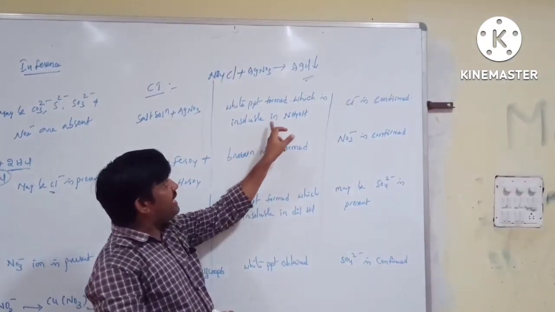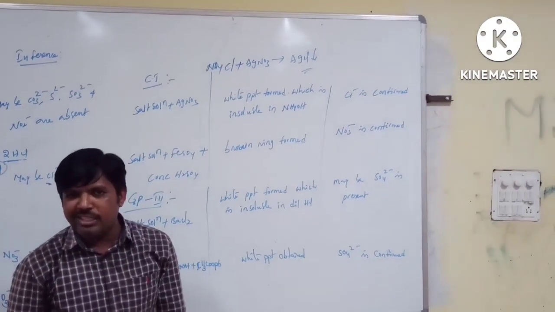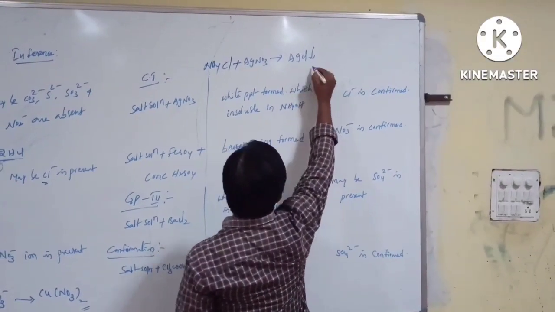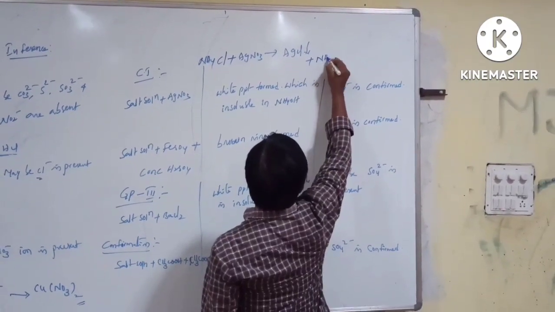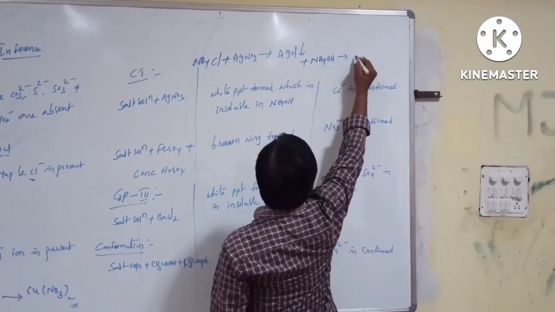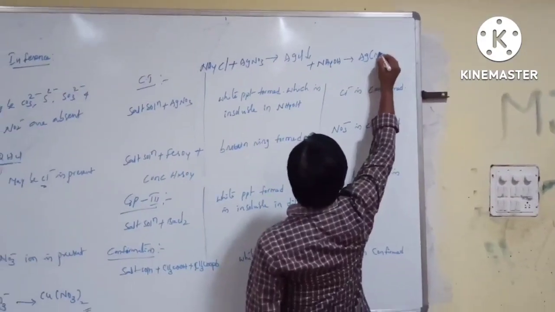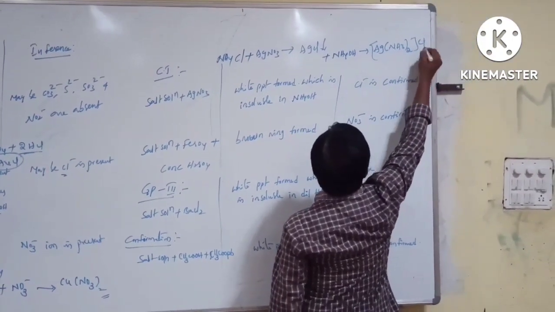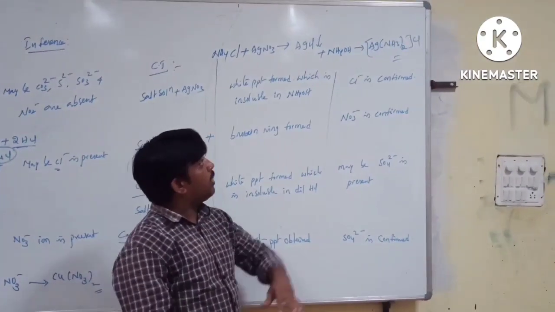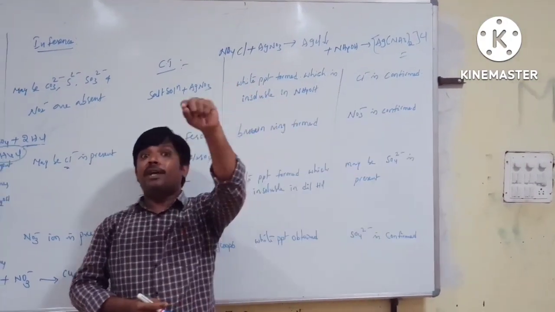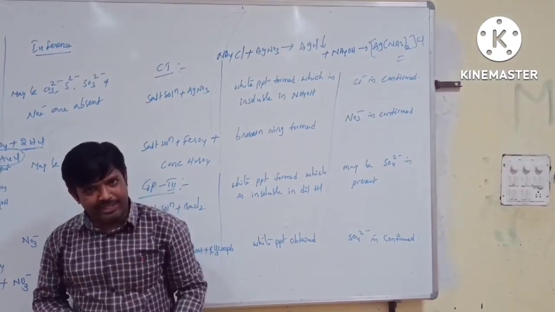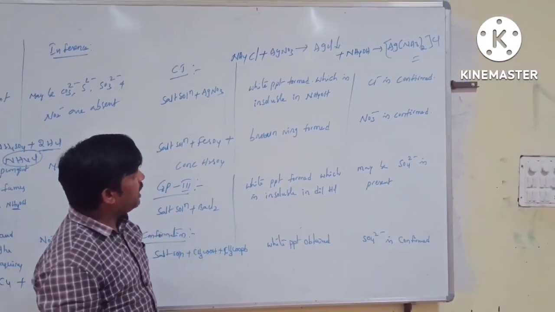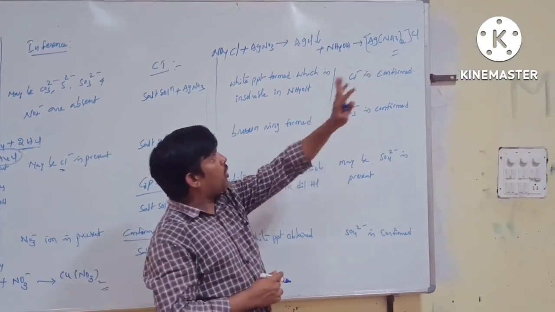Which is insoluble in ammonium hydroxide. Which is insoluble in what? Ammonium hydroxide. When AgCl reacts with NH4OH, ammonium hydroxide, formation of complex takes place: Ag(NH3)2Cl. Okay, complex takes place. That complex does not dissolve in NH4OH. That formation of complex not dissolved. Okay, insoluble. Therefore chlorine is present.